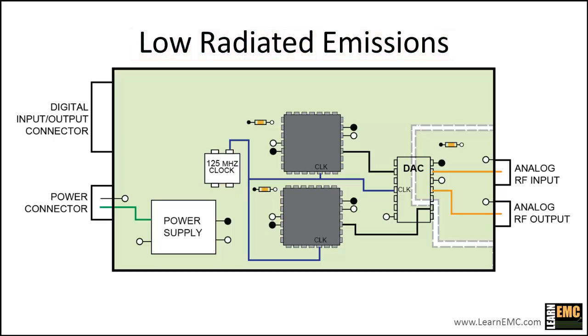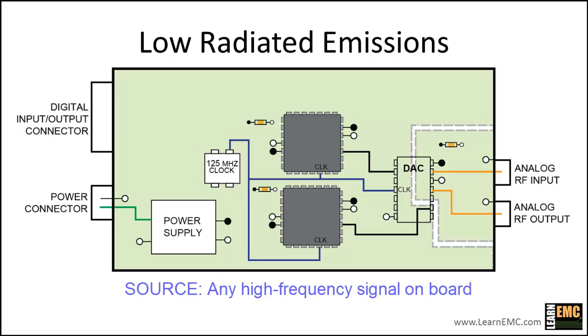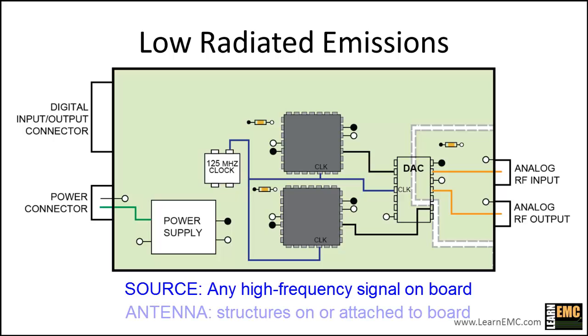For unintentional radiated emissions to occur, we have to have a source coupled to an antenna-like structure. The source can be any intentional or unintentional signal appearing on the board that has a frequency high enough to radiate. Good candidates for the antenna are structures on or attached to the board that are about 1/10 of a wavelength or larger. To investigate the potential for radiated emissions from this board, we need to identify any structures that can behave as antennas and make sure that none of the sources on the board are capable of driving one of these structures relative to another.